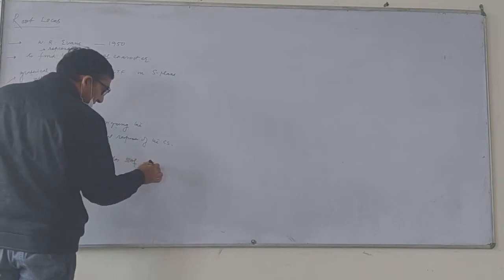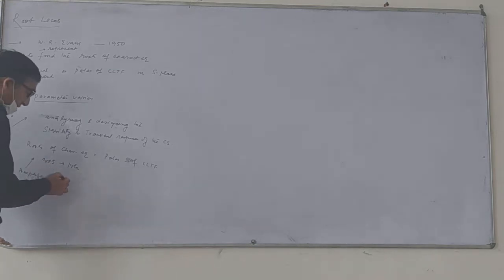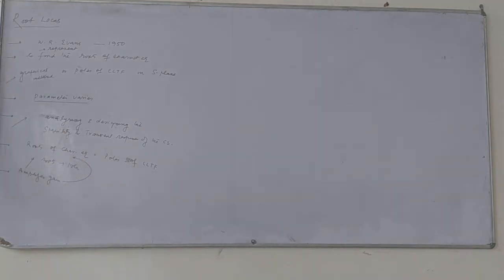Now, if you vary these roots, varying these roots means you are varying the poles of the closed loop transfer function. Now suppose we want to improve the amplifier gain. Practical example, we want to improve the amplifier gain without disturbing, actually, by improving the gain itself. You can change the coefficients of this equation. Rather, you can change the poles of the control system, closed loop transfer function, and then you can improve the amplifier gain of any system.